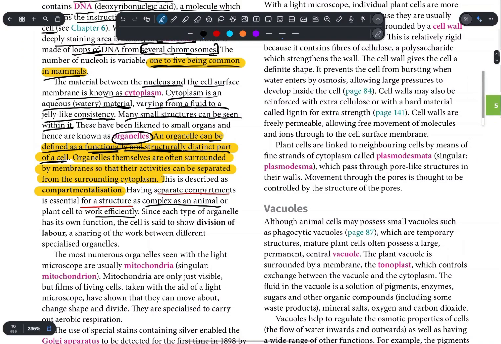Since each type of organelle has its own function, the cell is said to show division of labor. If every organelle is doing a separate function, what is it called? It is called division of labor, काम का बंटवारा. A sharing of work between different specialized organelles.